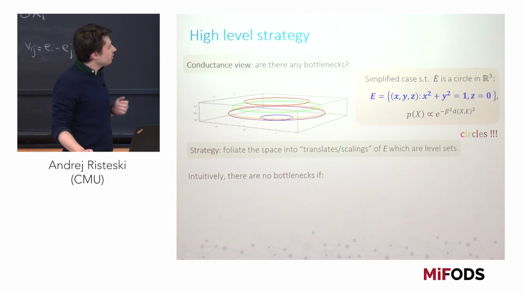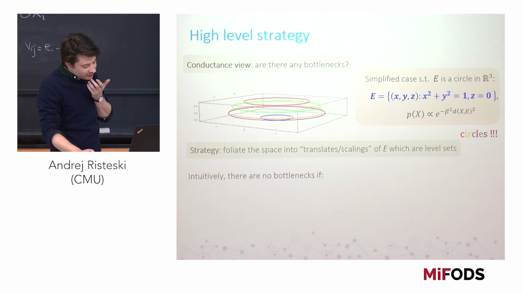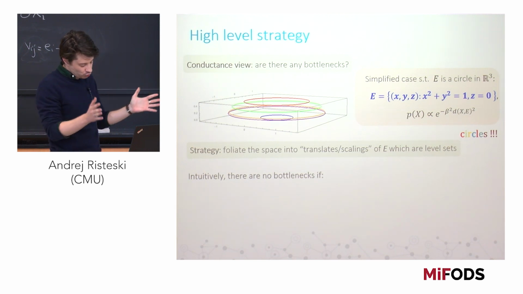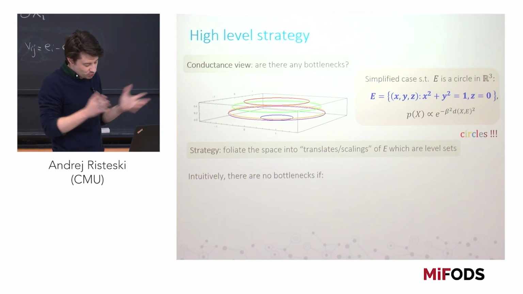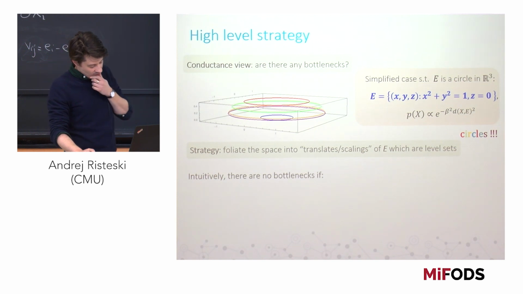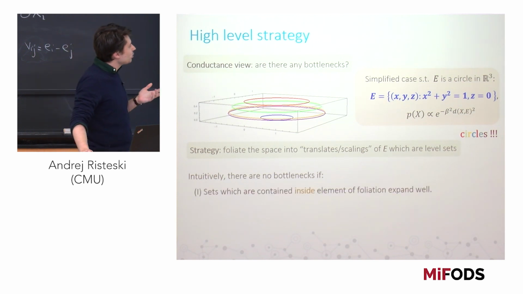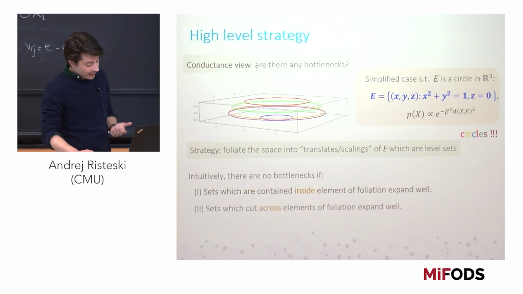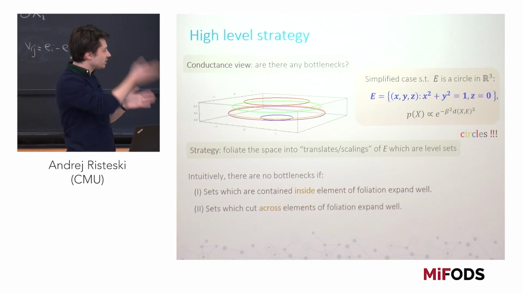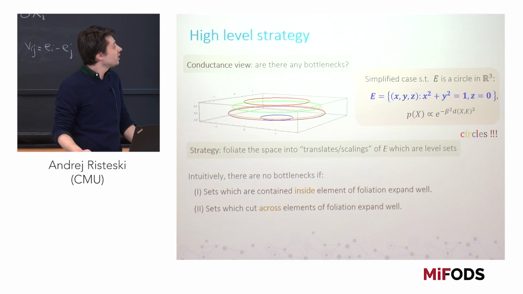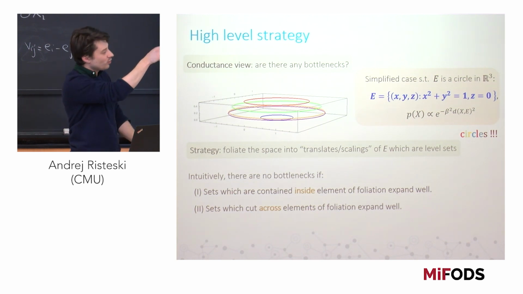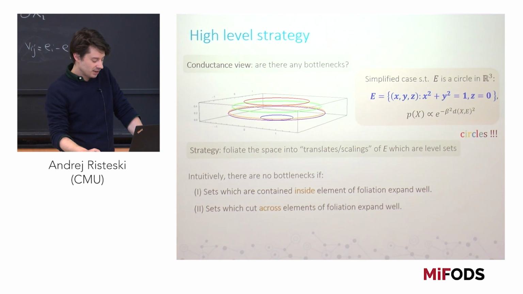So intuitively, what this is going to get us is the following. There are basically two extreme cases that we want to consider. One is that if I am looking at sets which are entirely contained inside one of these elements of the foliation, they expand well. And the other extreme are sets which almost entirely cut across elements of the foliation. So if you want to think of that picture, I want to say that there are no bottlenecks which are completely aligned with these circles, and there aren't any bottlenecks if I think of something that almost entirely just crosses these elements of the foliation.